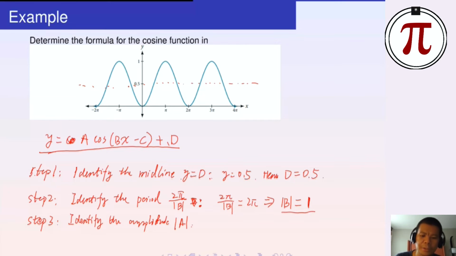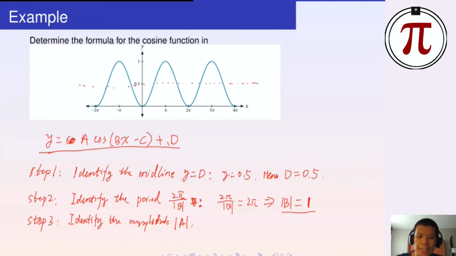Which is the absolute value of A. So what is the amplitude for this example? It is 1/2. All right.